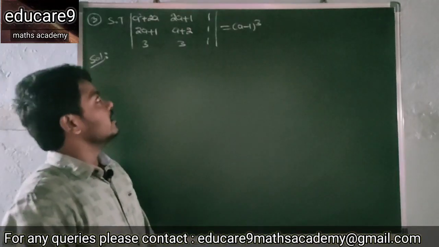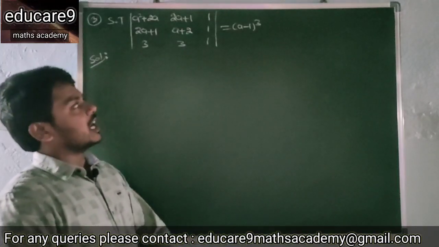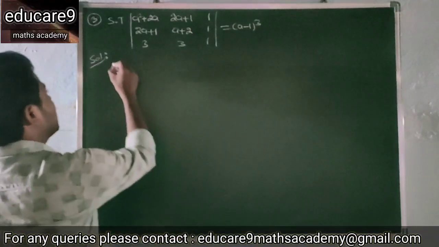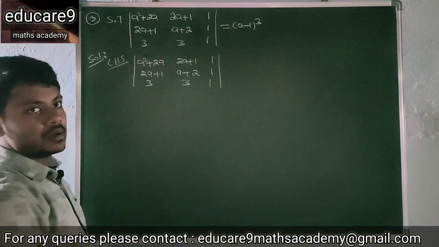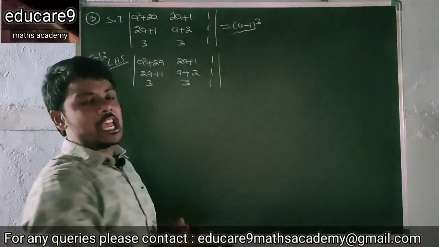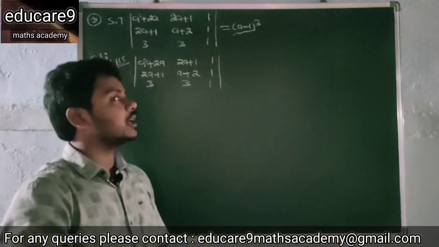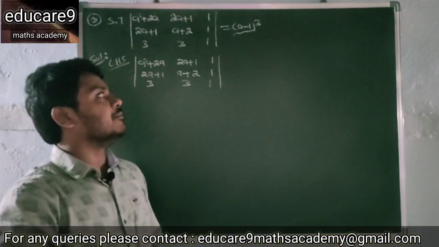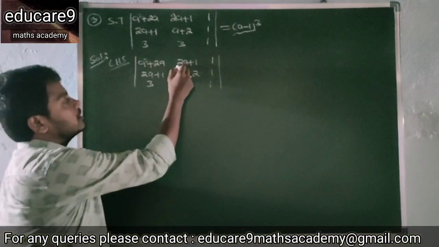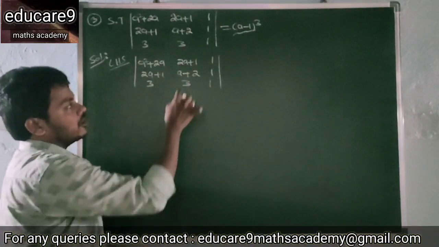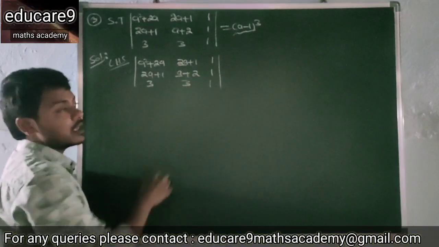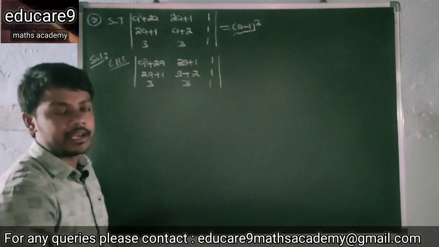So see the next one. Show that this determinant value is a minus 1 whole to the power of 3. So here consider the LHS value. See here, the RHS is a minus 1 whole to the power of 3. So here you want a minus 1 terms. So once you observe the first row and second row, 2a minus a is a, 1 minus 2 is minus 1.